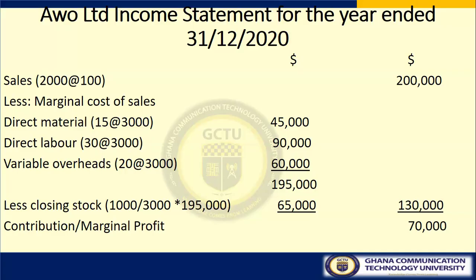Now we want to know the cost for the 1,000 units. The formula to find the cost for the 1,000 is the closing stock divided by total production times total direct cost. That's the formula. The total direct cost we have is 185,000, right? So 1,000 divided by 3,000 times 185,000 gives you 65,000. Any other question, please?